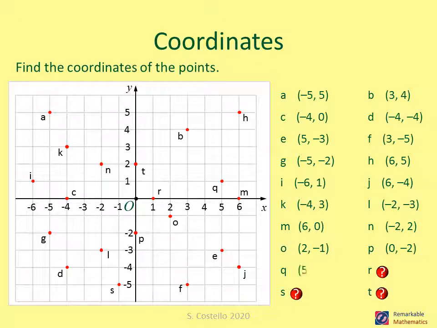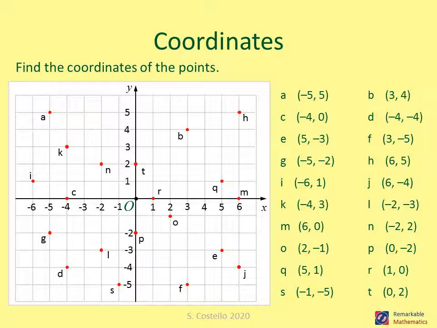Q, (5, 1). R, (1, 0). S, (-1, -5). And finally T, coordinates (0, 2).